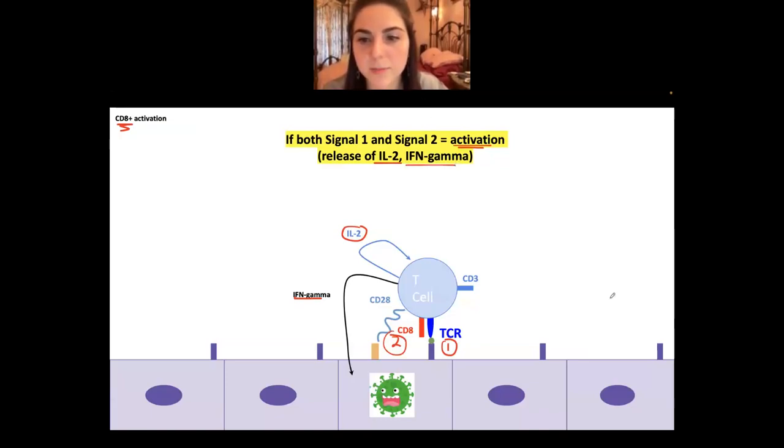How do you know if it's going to be an NK cell or a T cell? Like, do you mean looking at it in the peripheral blood?